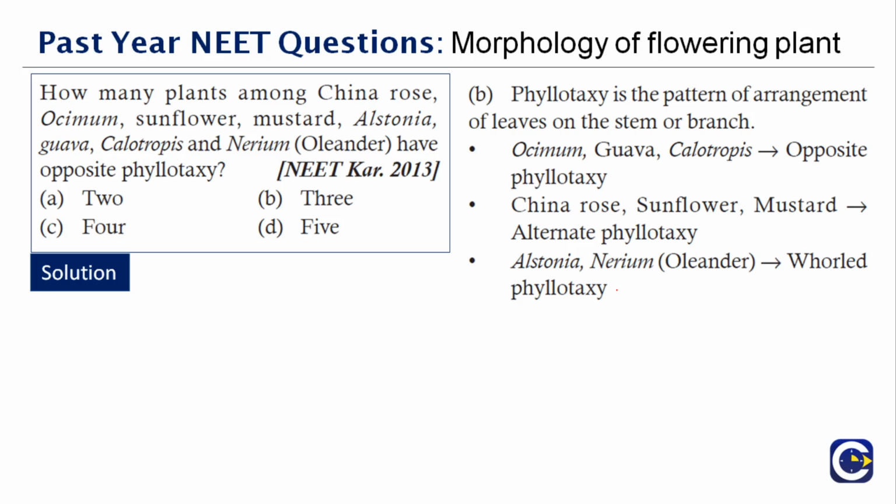Now, Ocimum, guava and Calotropis will have opposite. China rose, sunflower, mustard have alternate. And Alstonia and Nerium have whorled phyllotaxy. So how many are exhibited here? Three types. Therefore, the answer is B, 3. Okay, easy question. But in addition, you should know what is phyllotaxy. It is the pattern of arrangement of leaves.